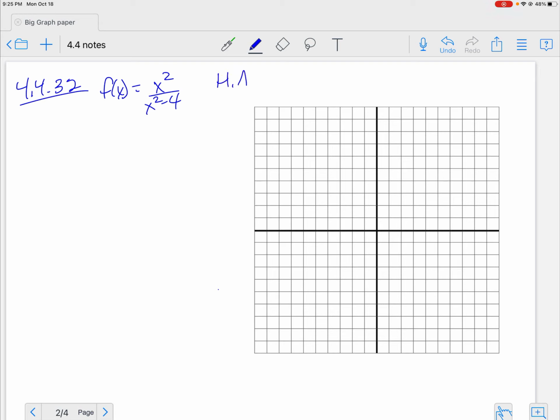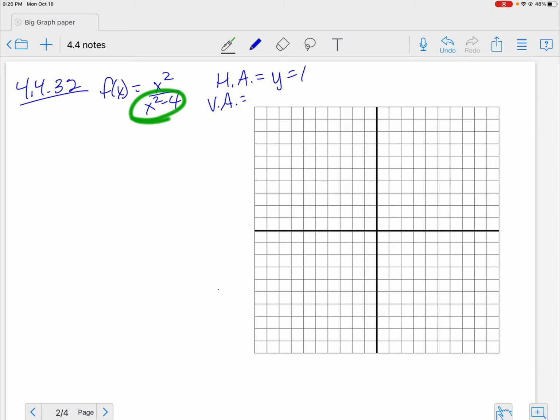So if I have a horizontal asymptote, do you remember the rules for horizontal asymptotes? Yeah, if you have leading coefficients, so the degree is the same, you're going to take those leading coefficients. I have 1 over 1. Good, so then that's going to be a horizontal asymptote at y equals 1. What about vertical asymptote?